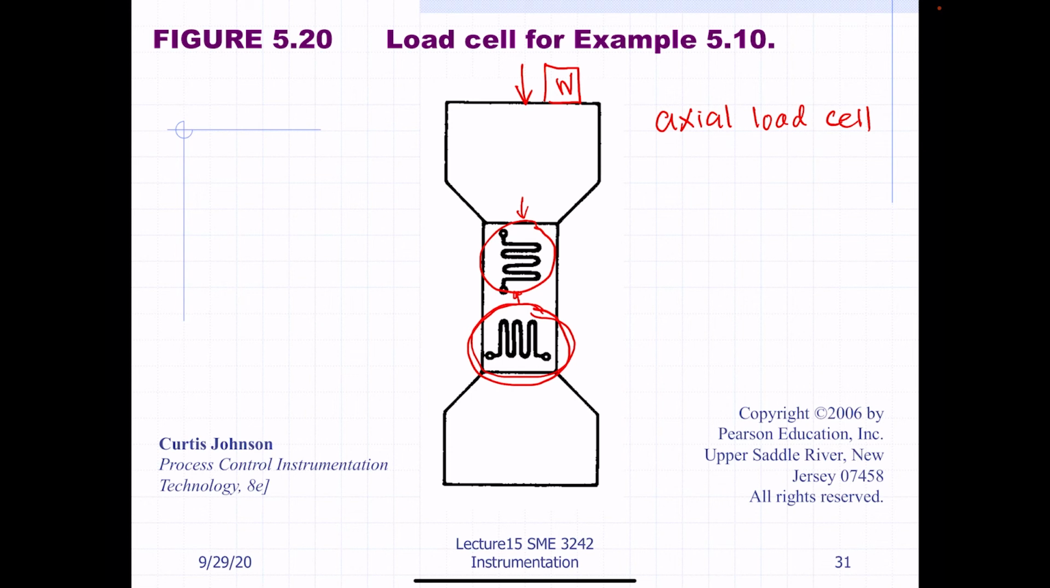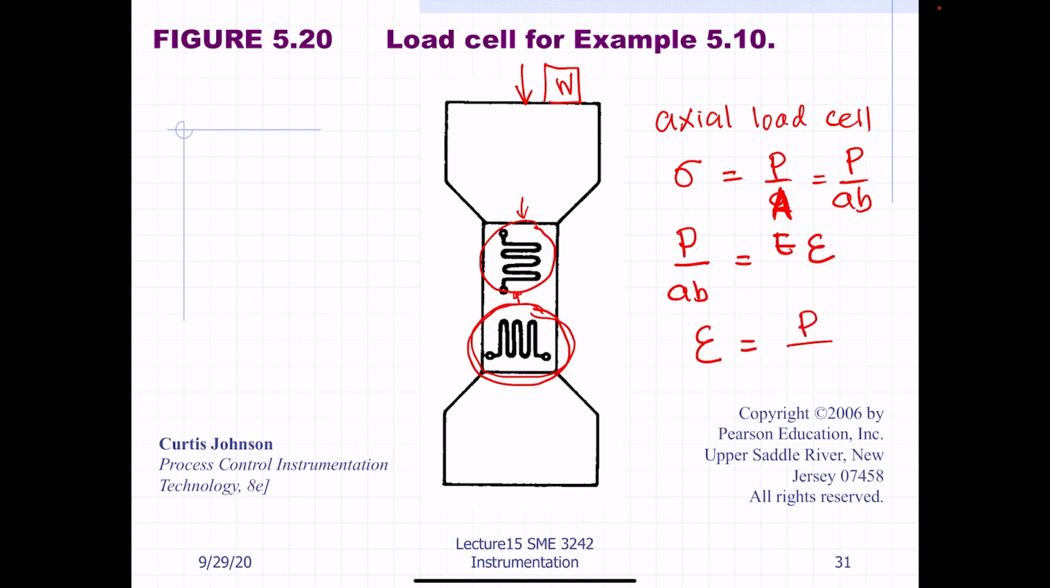Since this is axial, we know that the stress will be equal to P over A, where A equals AB. This is area A. And we relate it to the strain, which is stress multiplied by Young's modulus. Therefore, the strain is equal to P over AB multiplied by E. So let's calculate all the values here.